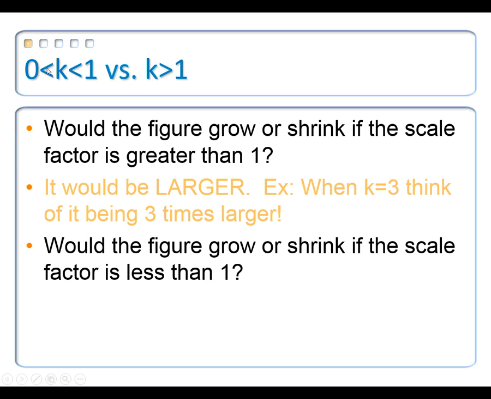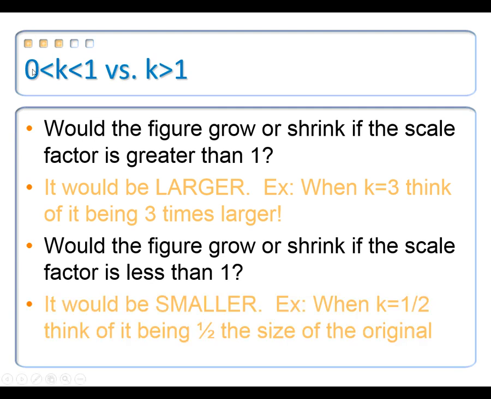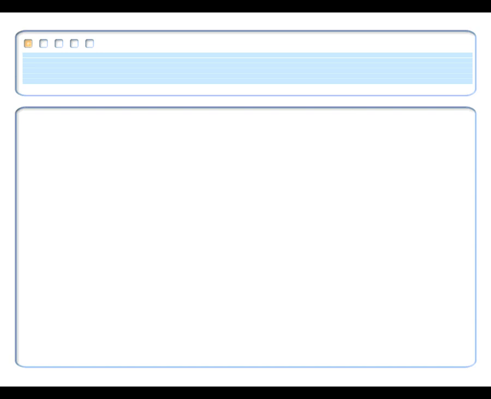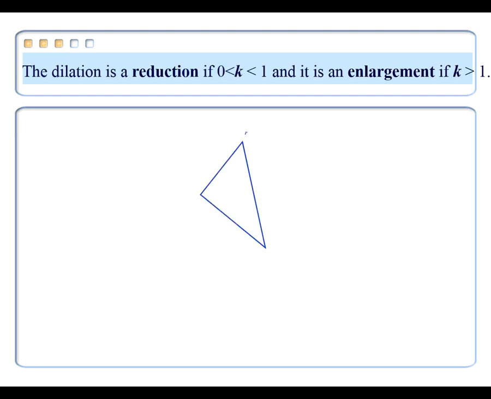Now, when k is in between 0 and 1, do you think the figure would grow or shrink if the scale factor is less than 1? Oh man, you guys are too cool for school. It would get smaller. So when the scale factor is in between 0 and 1, the image will be smaller than the pre-image. So for example, if your scale factor is 1/2, think of it being half the size of the original. Okay, so let's go over example 3a at this time.